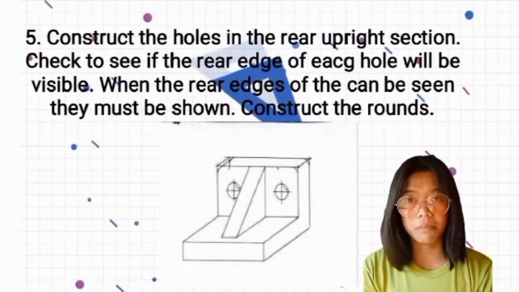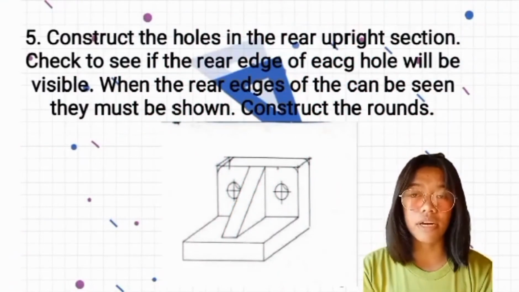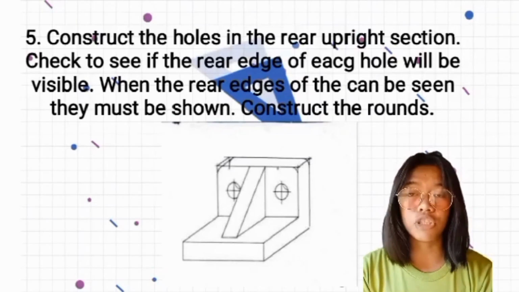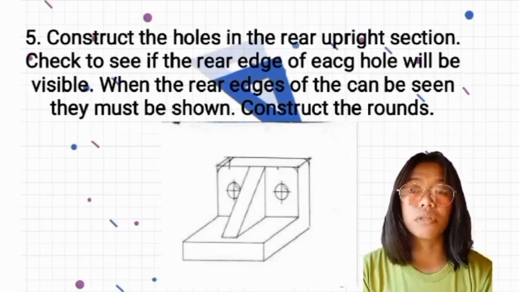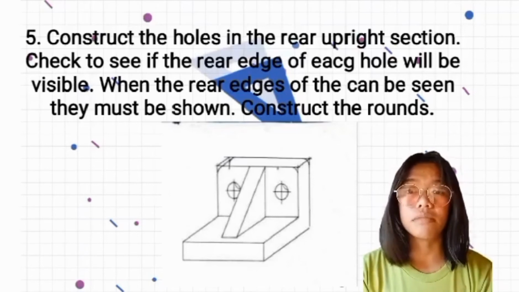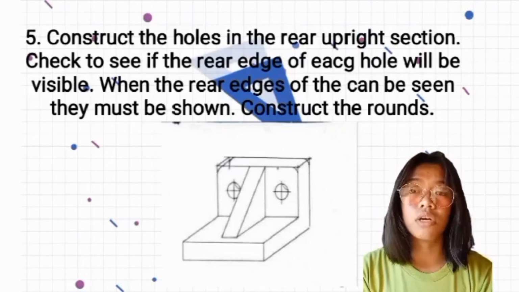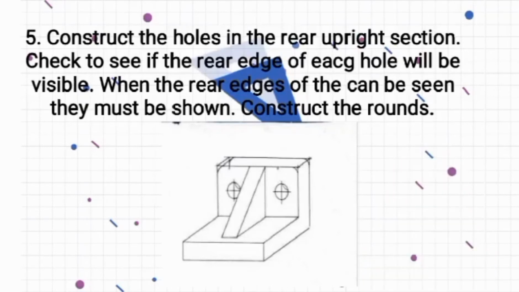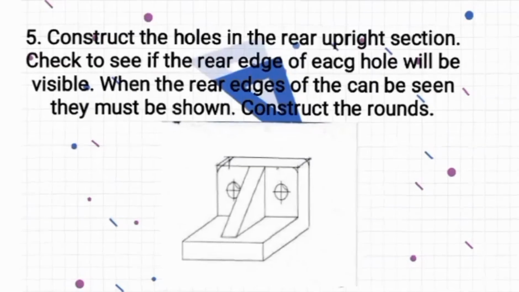Step number 5. Construct the hole in the rear upright section. Check to see if the rear edge of each hole will be visible. When the rear edges of holes can be seen, they must be shown. Ang sabi naman dito sa step number 5 is gumawa ng mga butas sa likurang patayo ng seksyon. Siyempre, maaari na nating suriin ang huli upang masuri ang gilid ng bawat butas kung ito ba ay makikita.